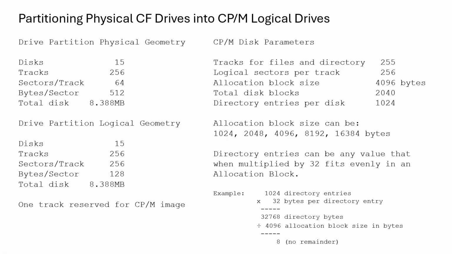Directory entries can be any value that when multiplied by 32 fit evenly in an allocation block. Each directory entry is 32 bytes in size. So here's an example. I chose 1024 directory entries. That was just an arbitrary choice on my part. Each one of those is 32 bytes in size. That means I'm going to need 32,768 bytes for this directory of 1024 entries. You divide that by your allocation block size, that means I'm going to need 8 blocks for the directory.